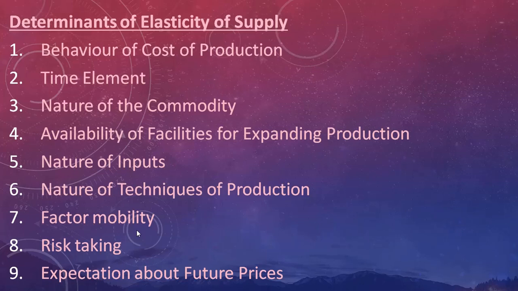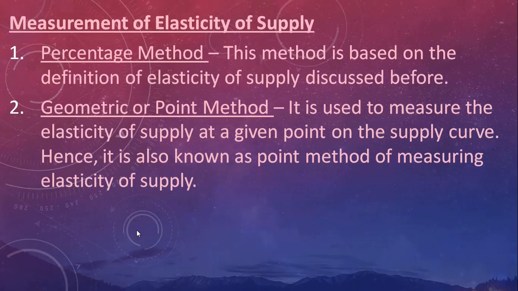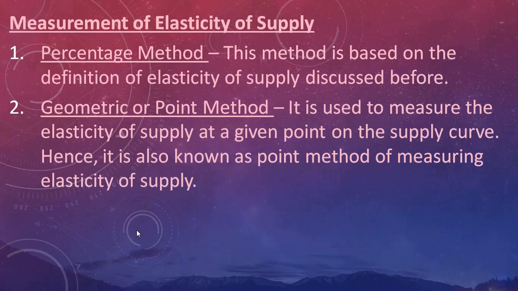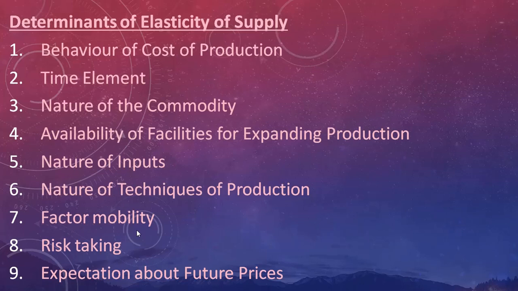Supply will be declining. But if the cost of production is cheaper, then the supply will be more. Now point number two, time element. We have already discussed this previously, in the previous video, that there is the market period, short run period, and long run period. In the market period, the supply will be fixed. In the short run period, supply can be adjusted to a certain extent, and in the long run period, supply can be largely manipulated.